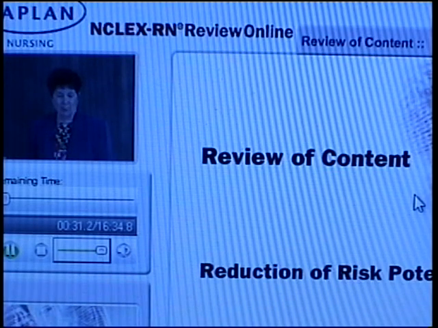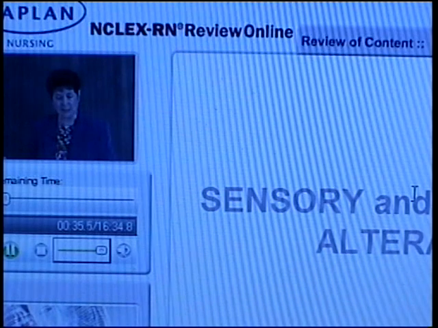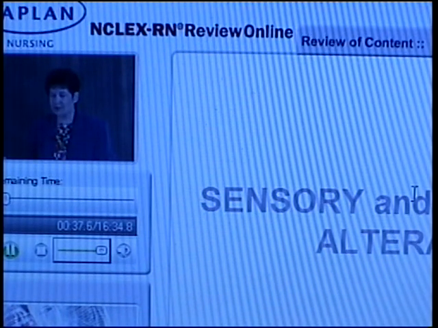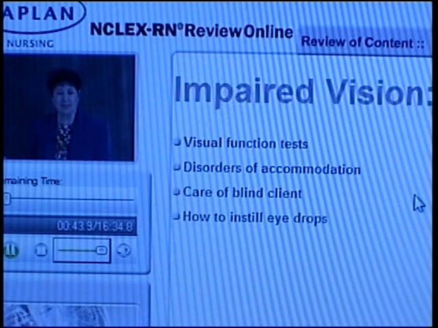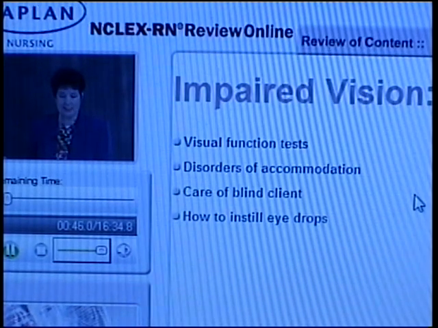Let's begin. We'll start first with sensory and perceptual alterations, and these are problems with the eyes and ears. We're going to talk first about impaired vision and what you need to know. And when I say what you need to know for the exam, essentially what I'm saying is that these are topics that are frequently tested. So with impaired vision, what's frequently tested are visual function tests, disorders of accommodation, care of a blind client, and how to instill eye drops.